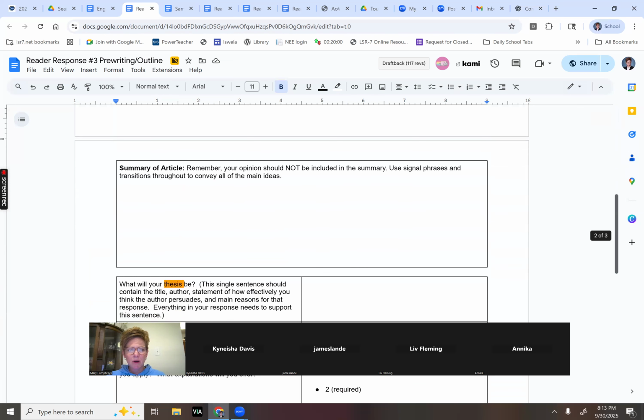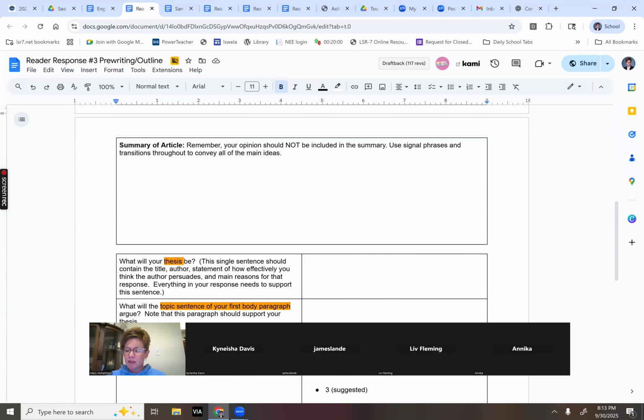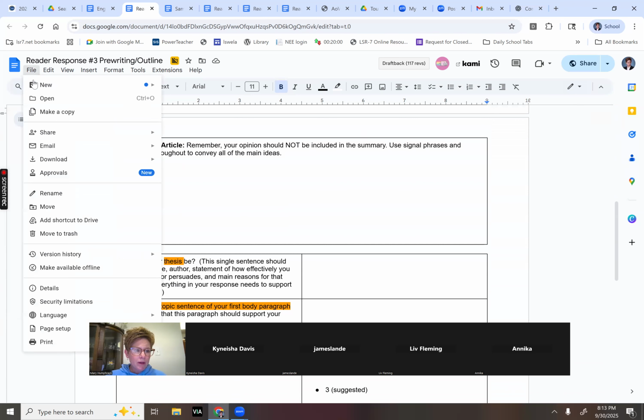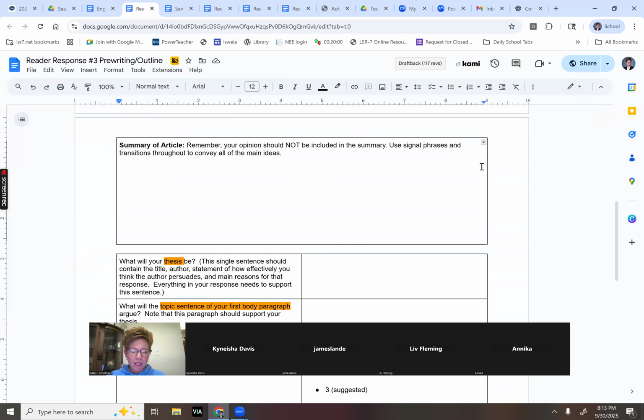Then when you come down below, you can simply write this on a sheet of notebook paper, or if you want, go file, make a copy, then you can type in this document if you prefer to type. But I feel like this outline structure here will set you up for success on this particular paper. The first thing it asks you to do in this top box up here, summary of article. And I just put here, remember, your opinion should not be included in the summary.